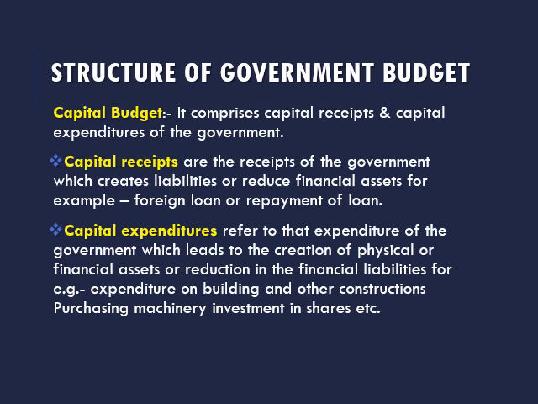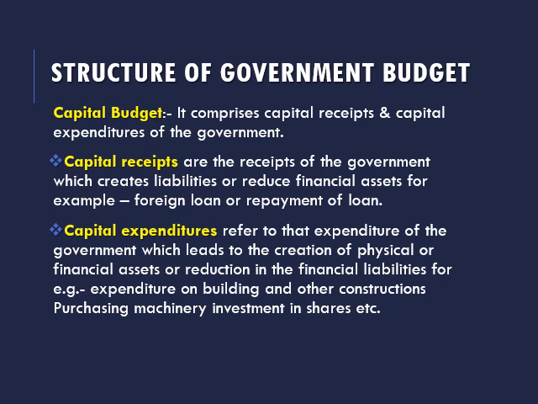The second part of this budget is capital expenditure. Capital expenditure refers to those expenditures of the government which lead to the creation of physical or financial assets or reduction in financial liabilities. For example, expenditure on buildings and other constructions, purchasing machinery, investment in shares, etc. So construction of a road is considered to be capital expenditure. Construction of roads is capital expenditure, while purchasing Rafale will come under revenue expenditure.